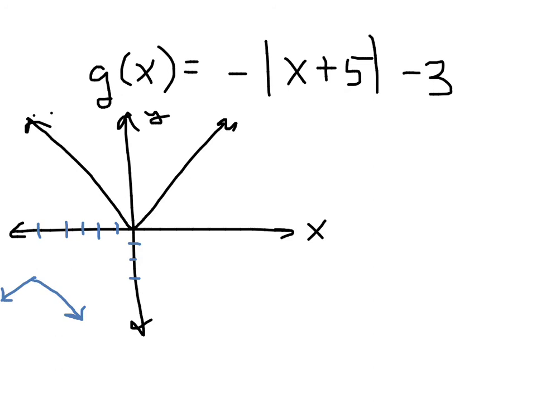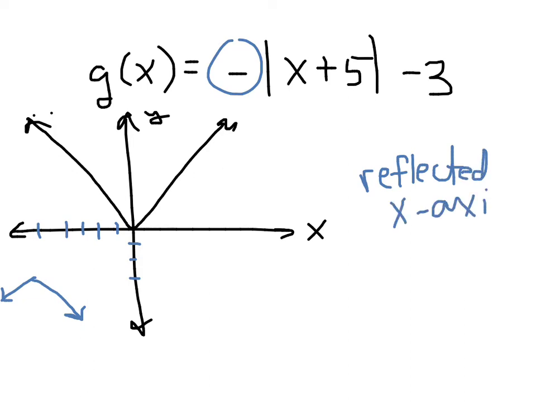What happened? A reflection. Okay, I reflected. How did you know I reflected? Because it's like opposite. Yeah, it's flipped. Right. I reflected. Okay. Notice that I have a negative on here all by its own. And we said that it reflected. That's the reason why it reflected. And we went over the x-axis for that one because instead of going up, we went down.